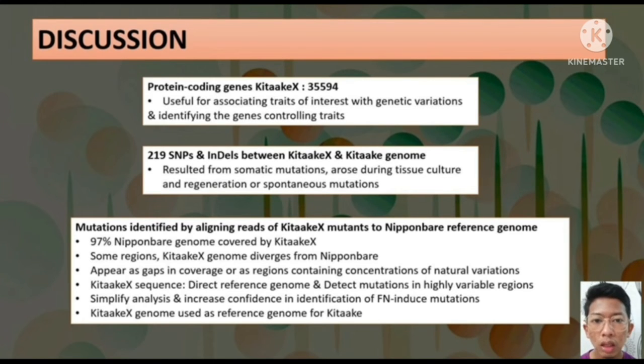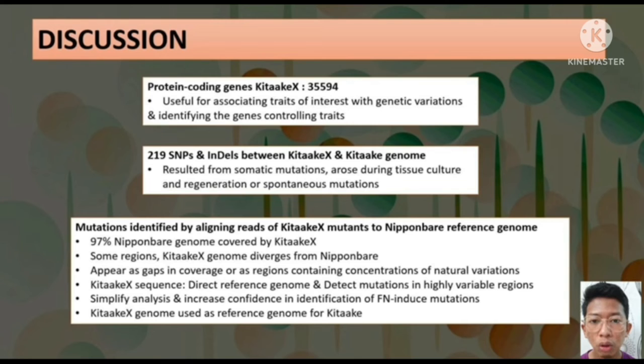In some regions, the Kitake X genome diverged from Nippon Bare. This appears as a gap in coverage or as a region containing a concentration of natural variation between the Kitake X genome and the Nippon Bare genome. Apart from the 97% coverage, we can use the Kitake X sequence as a direct reference genome and detect the mutation in highly variable regions. This will simplify analysis and increase the confidence in identification of FN-induced mutation.